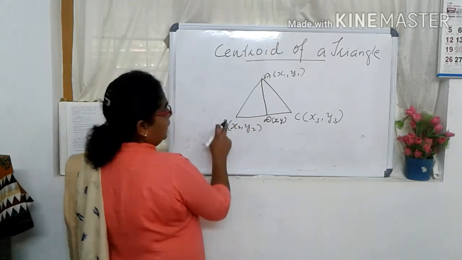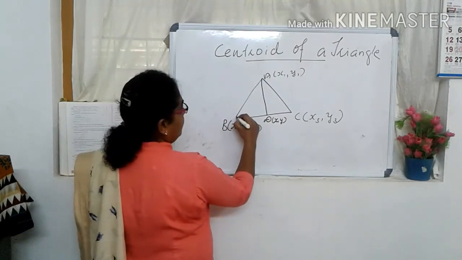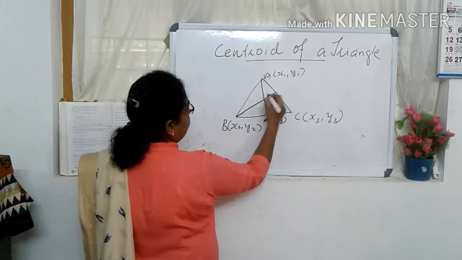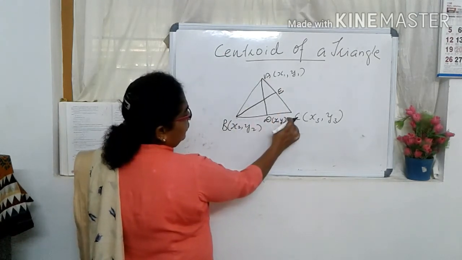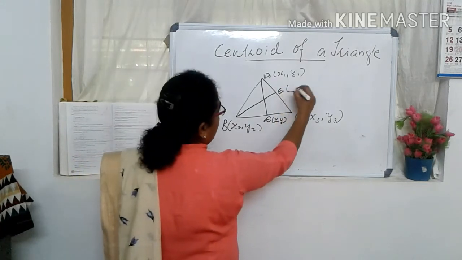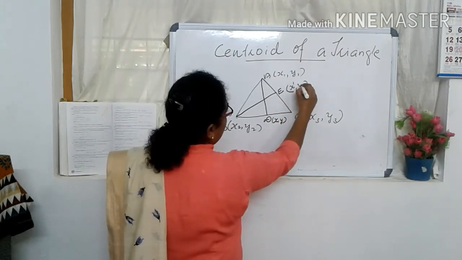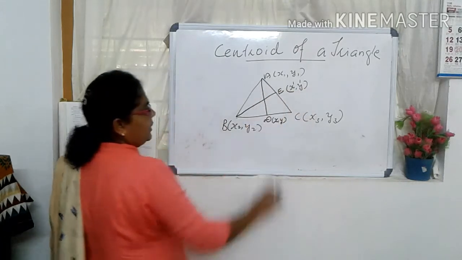Similarly, from the vertex B, we draw one more median. That is BE. Then what is E? E is the midpoint of AC. E of x dash, y dash is the midpoint of AC.